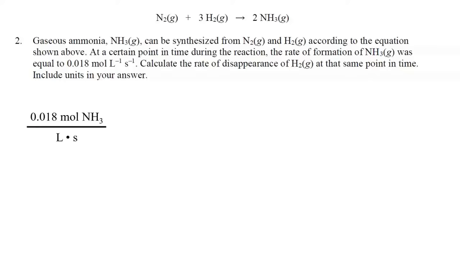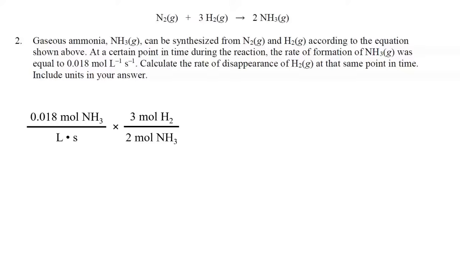And so I'm going to write that number down, 0.018. It's moles of ammonia, NH3, per liter per second. I'd like to get rid of ammonia and convert into hydrogen. So I'll put moles of ammonia on the bottom and then put moles of hydrogen on the top. So the coefficients would be 3 moles of hydrogen are consumed for every 2 moles of ammonia that are produced.